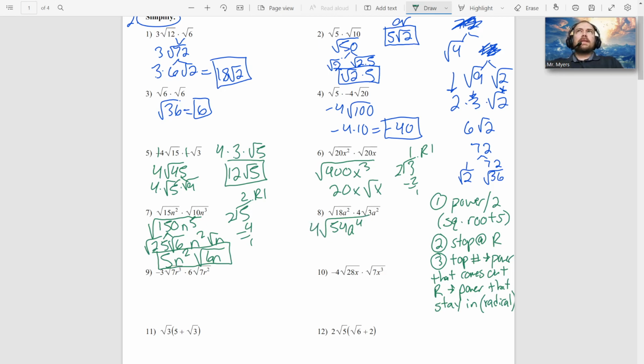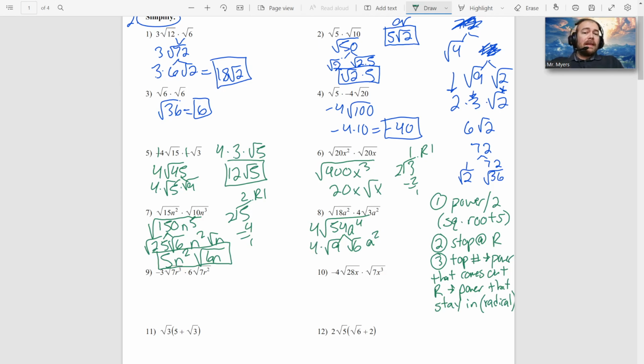I was doubting myself for a second there. Yeah. And then 54, I know that's 9 times 6. So 9 and 6. Boom, boom. And then a to the 4th, well, 4 divided by 2 is exactly 2. It goes in evenly, so that would be 2 powers of a that can come out.